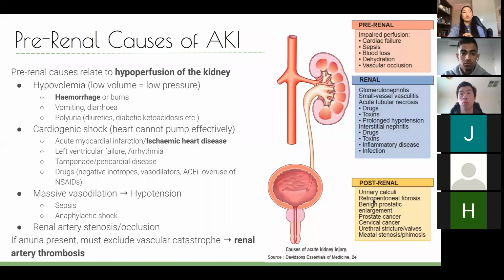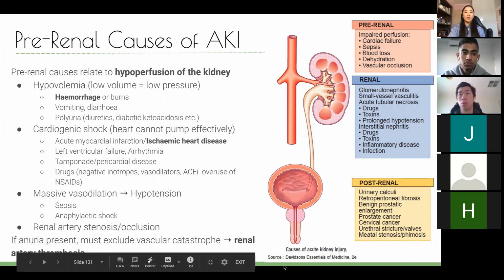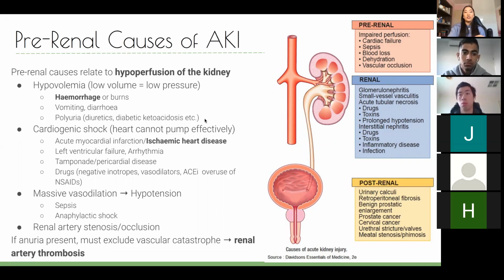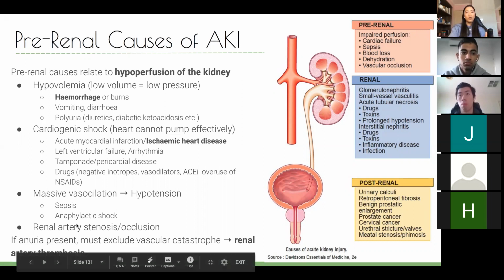And then post-renal is basically obstruction, things that come after the kidney, so the ureter, bladder, and urethra, and problems along that tract. So pre-renal causes relate to hypoperfusion. That's really the key here. And then you've got a lot of different causes of hypoperfusion.